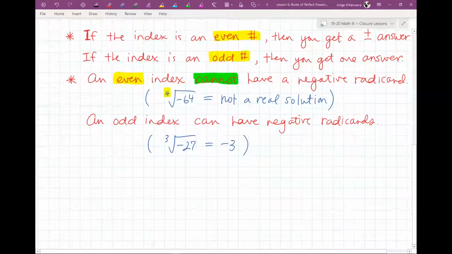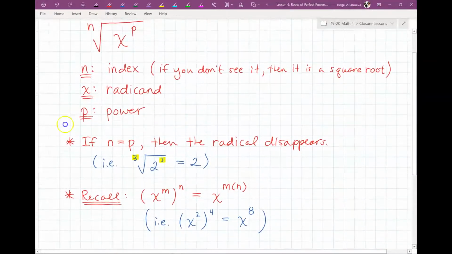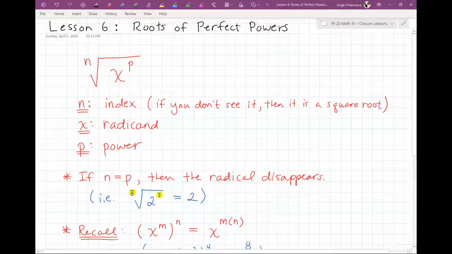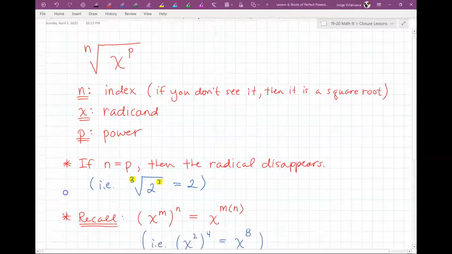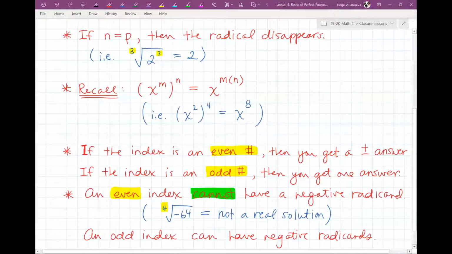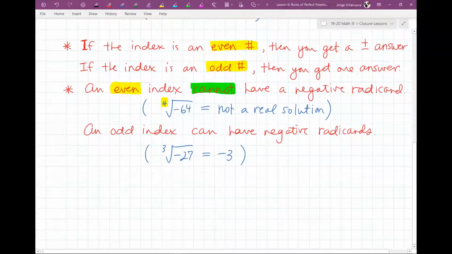Let me review really quick with you guys. For the nth radical of x to the p, remember n is called the index, the x portion is called the radicand, and the p is called the power. If the power and the index are equal, then the radical disappears. This recall portion right here: if you have a power to a power, then remember it's a product. A power to a power is a product. And then in these situations, if the index is an even number, then you should get a plus or minus answer, so you get 2 solutions. But if the index is odd, then you only get 1. If you have an even index, you cannot have a negative radicand. But if you have an odd index, then you can have negative radicands.